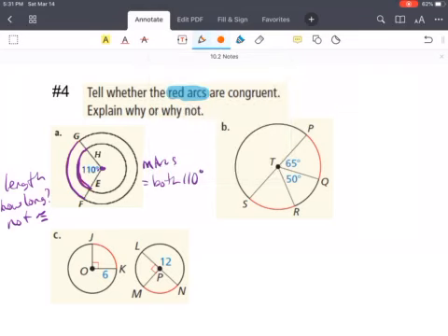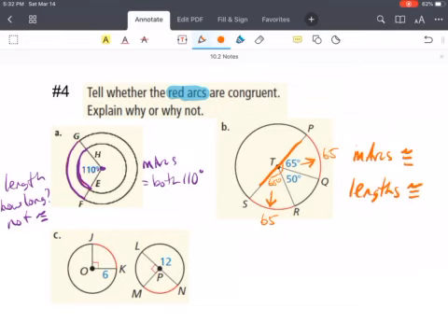In B, all three angles here across that straight angle have to add up to 180 degrees. So we can find out that that angle is 65 degrees. So that arc is 65 and that arc is 65. In this case, because the circles are the same, the measure of the arcs are congruent and the lengths are also congruent.